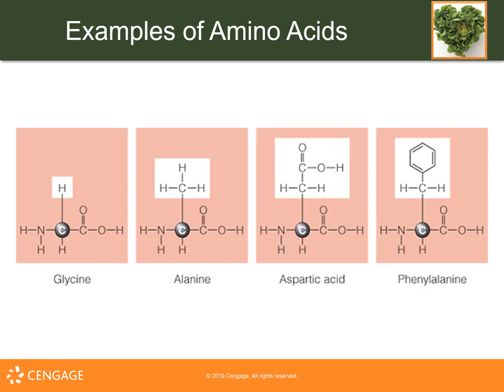Examples of amino acids are glycine, alanine, aspartic acid, and phenylalanine. As you see here at the top in white, that's the side chain or R chain, and that differs. For glycine, it's a hydrogen; for alanine, it's a methyl, and so on. But everything else is pretty much the same: the carbon, the nitrogen group, or the amino group, and the carboxylic end, and the hydrogen at the bottom.